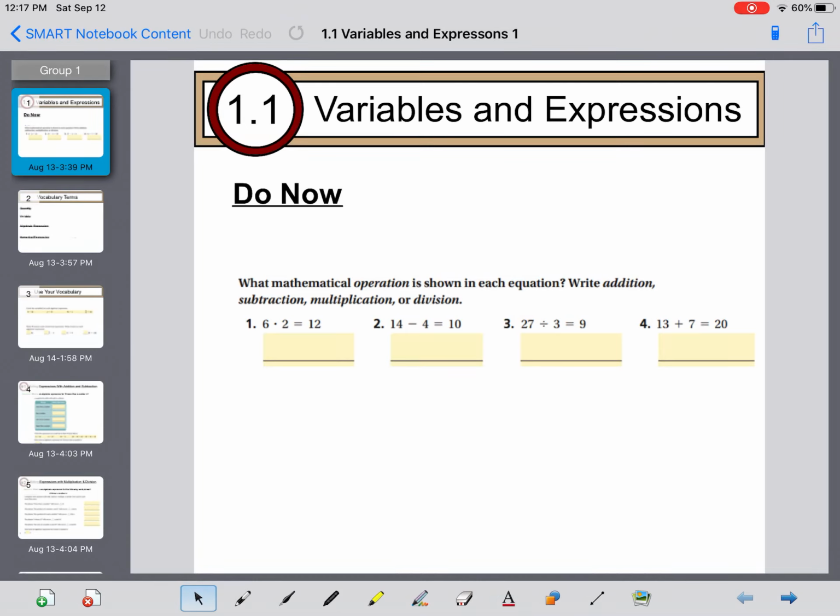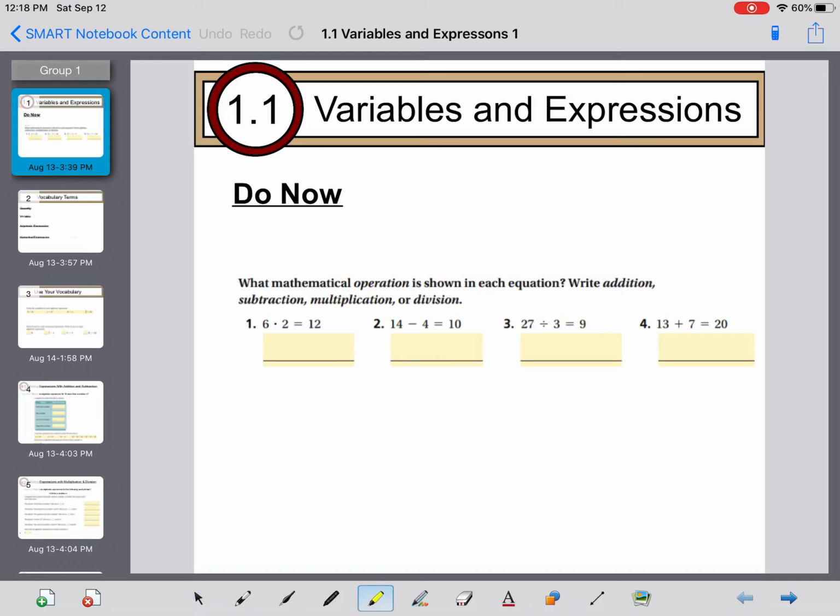Hey everybody, this is section 1.1, variables and expressions. Feel free for each of these lessons to pause the video right now during the do now, attempt it on your own, and then hit resume to check your accuracy. In the do now, they want you to figure out what is the mathematical operation shown in each equation: addition, subtraction, multiplication, or division.